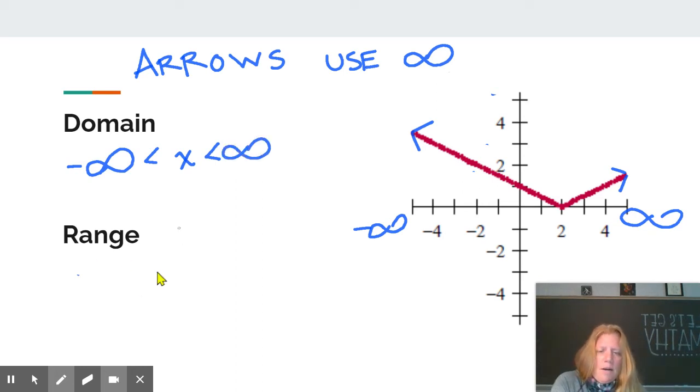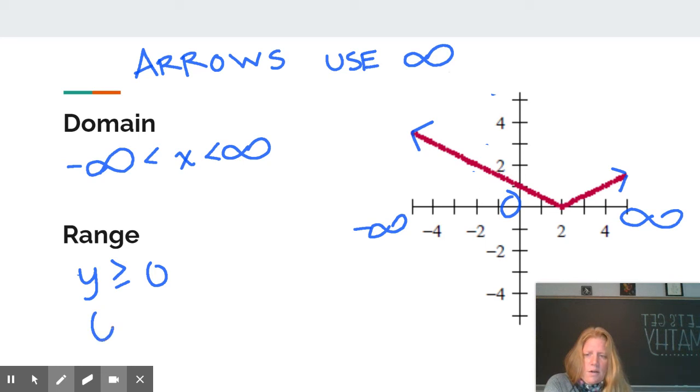Your range, again, we want to think about the low point to the high point. Well, it's not going to negative infinity, right? It's not going down here. So it's still beginning at 0, but it is going on forever because these arrows are going up. So we can see here that y is simply greater than or equal to 0. Sometimes students like to still write it as a compound notation. So 0 is less than or equal to y, which is less than infinity.